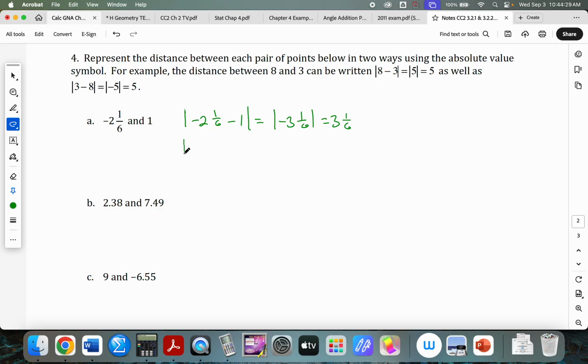If I switch it around, this is going to be 1 minus -2 1/6. If I'm subtracting negative numbers, it's the same thing as adding on the same value of positive numbers. So this is the absolute value of 1 plus 2 1/6. It's the absolute value of 3 1/6, which is 3 1/6.